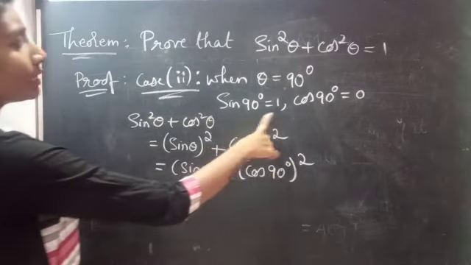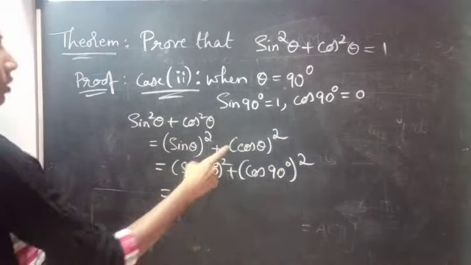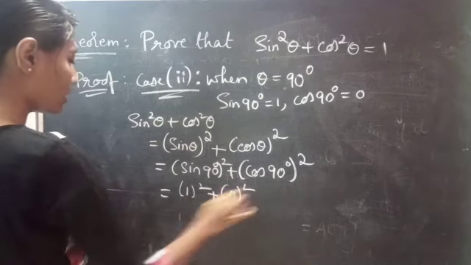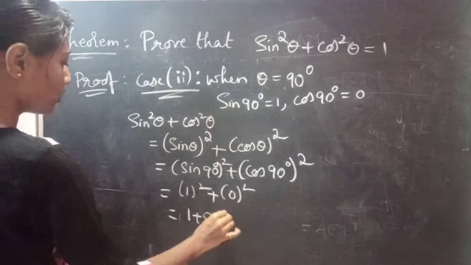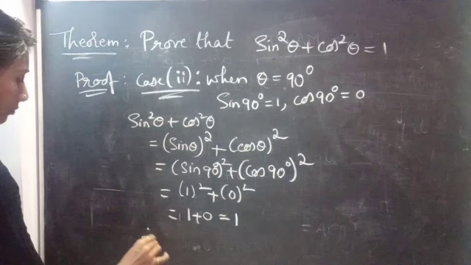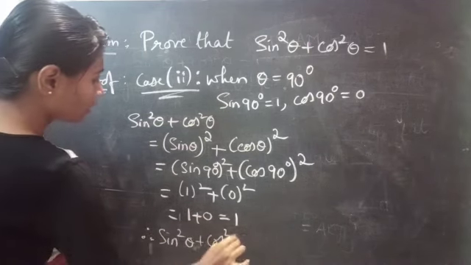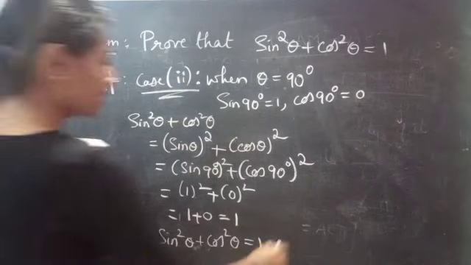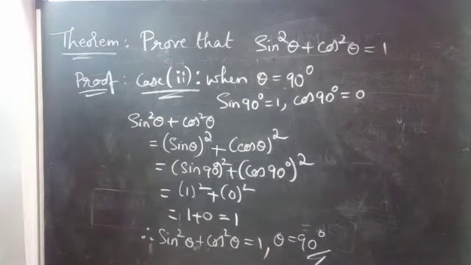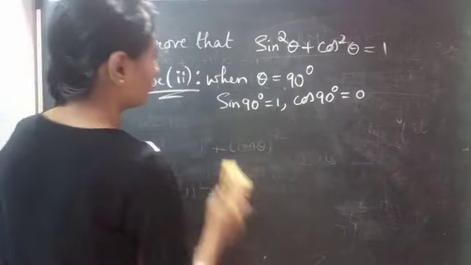Since you know that sin 90 degrees equals 1 and cos 90 degrees equals 0, apply this. Sin 90 degrees is 1, so 1 square plus 0 square. 1 square is 1 and 0 square is 0, so you'll get 1 plus 0, which is 1. So finally, sin square theta plus cos square theta equals 1 for theta equals 90 degrees. The third case, when theta is an acute angle.